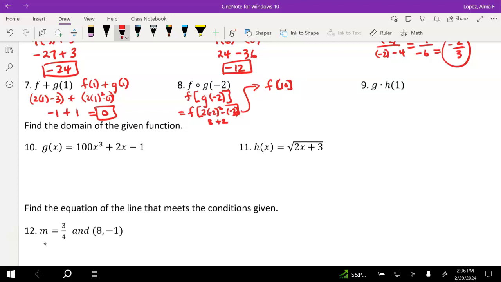For f of 10, I'm going to plug into 2x minus 3. But everywhere they had an x, we're going to put in a 10. That is 20 minus 3, which is 17.